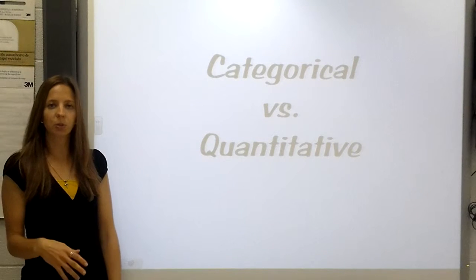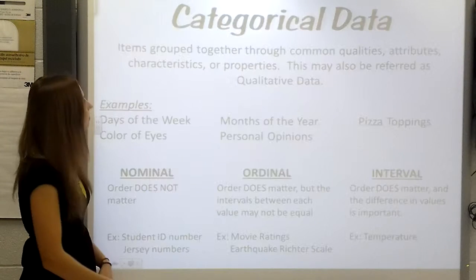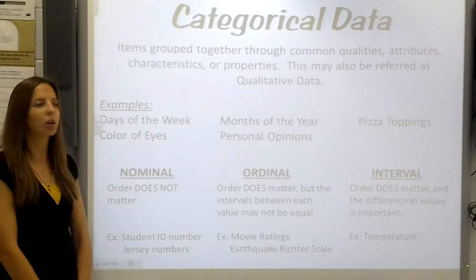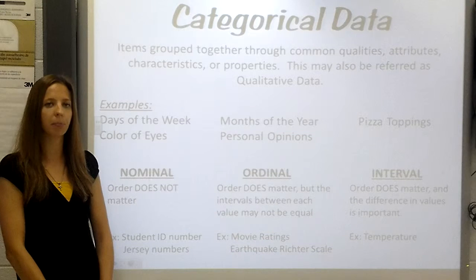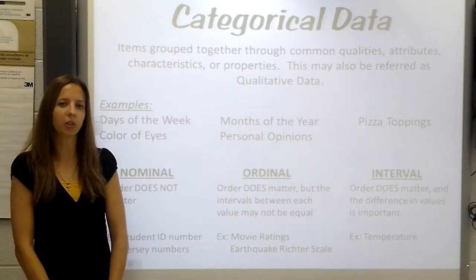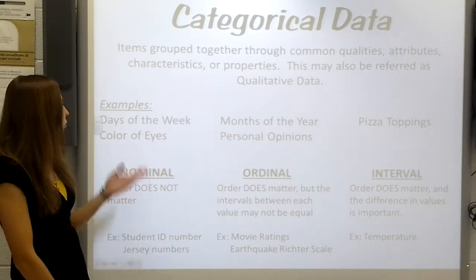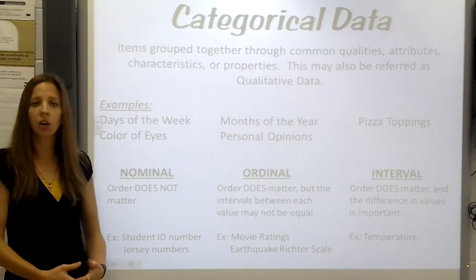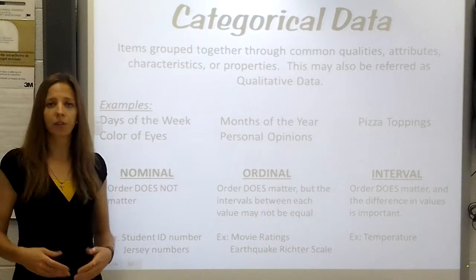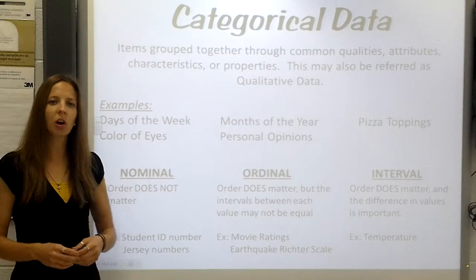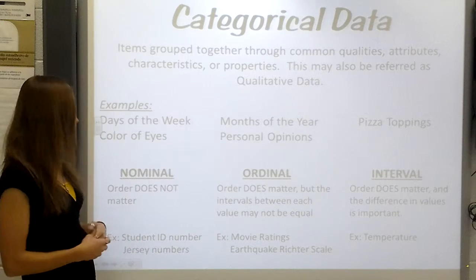Let's talk about the difference between categorical and quantitative data. We're going to start with categorical. These are items that are grouped together based on common qualities, attributes, characteristics, and properties. It's also referred to as qualitative data. So some different types of categorical data would include the days of the week, your eye color, the type of pet you own, months of the year, your favorite toppings on pizza. Those are all qualitative or categorical types of data.